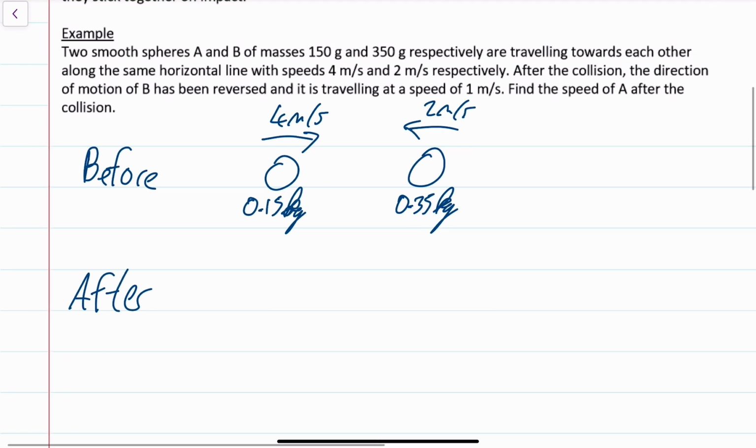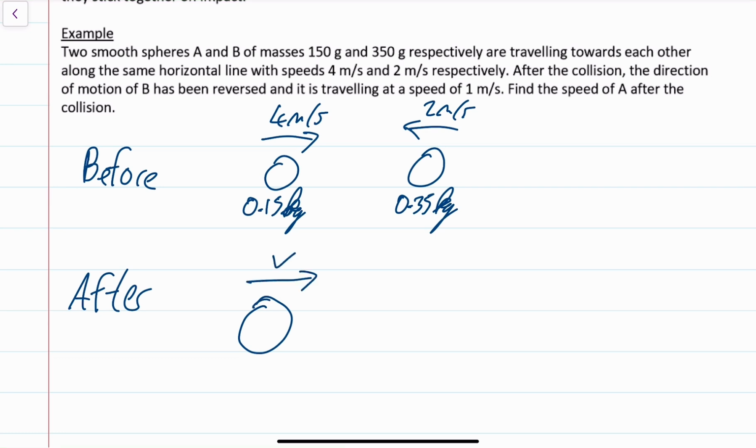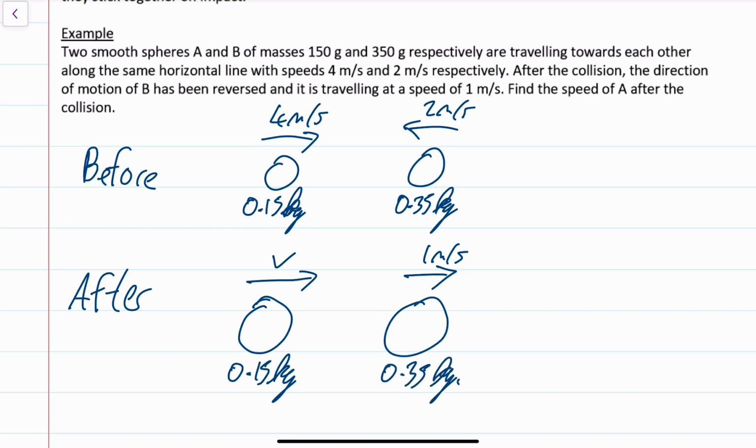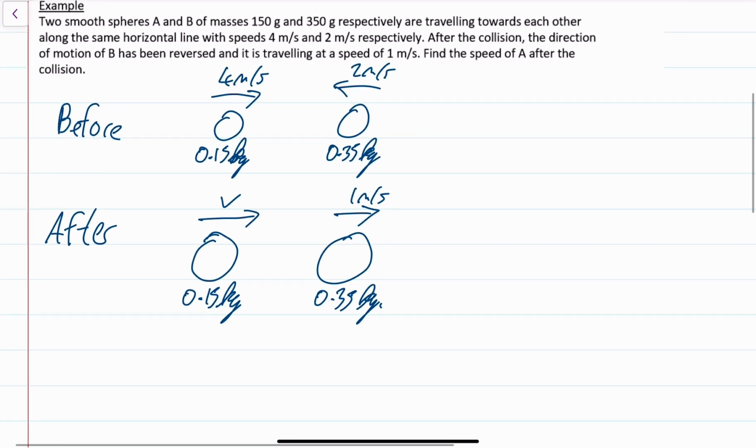Now after, for the first one, I'm going to guess that it's going here. And the second one is moving the other way. So that's why I'm guessing that one is maybe going the same way. I might be wrong in this. I'll know if I'm wrong if I get a negative value for my V, but we'll soon find out. Okay, right. All we're going to do here is say momentum before, by the conservation of momentum, is equal to the momentum after. That's all it's going to be.